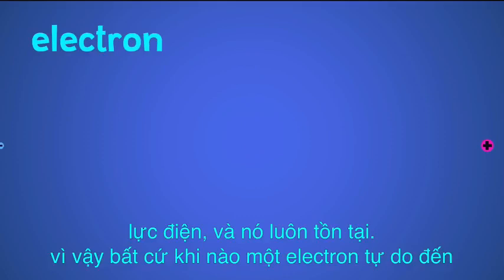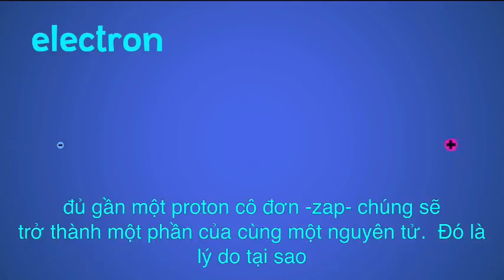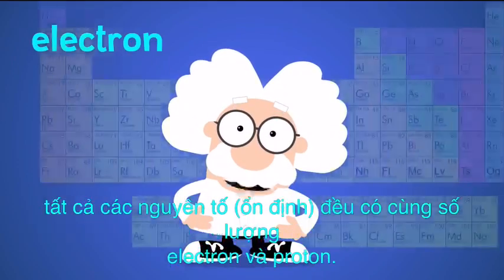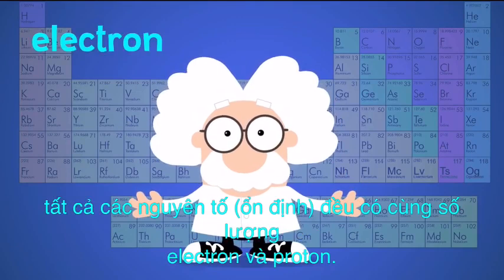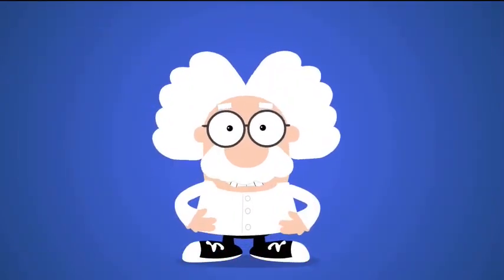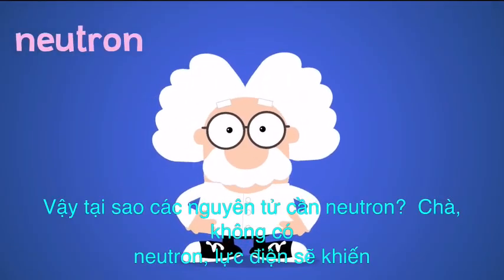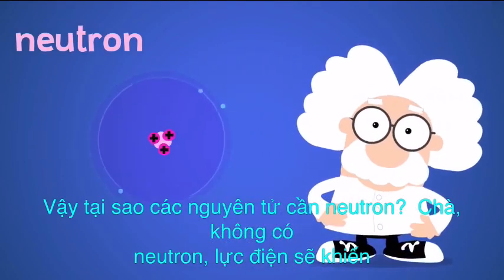So whenever a free electron gets close enough to a lonely proton, zap, they'll become part of the same atom. That's why all the elements have the same number of electrons and protons. So why do atoms need neutrons?